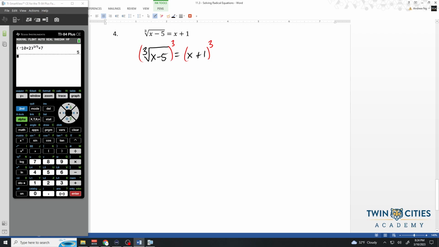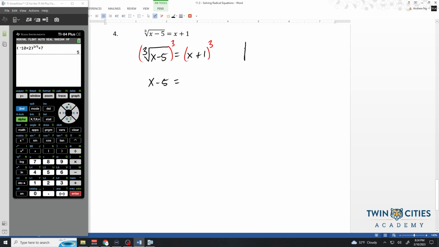Now the left side is not so bad. Cube root of something cubed, as we know, this will just be x minus 5. But the right side, this is (x plus 1) to the third power, which again is not as simple as just distributing this power of 3 and saying x cubed plus 1 cubed, so x cubed plus 1. What I actually need to do is (x plus 1), the whole thing, times itself, and then times itself again.